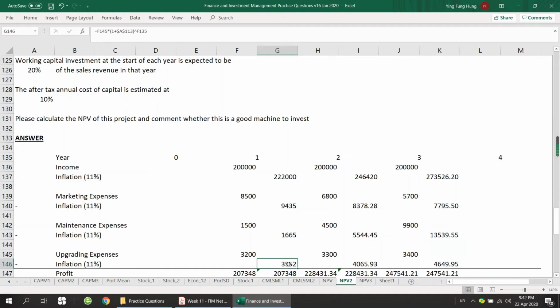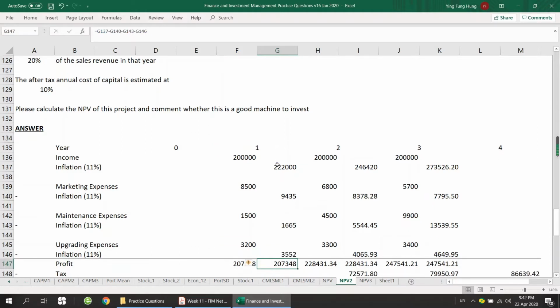We are also going to do the same for the upgrading expenses. So in this case, for the first year, after accounting for the inflation rate, the upgrading expenses for the first year will be this 3.2 thousand times 1 plus the 11% inflation rate raised to the first power because this is the first year, and it will give us an answer of 3.552 thousand.